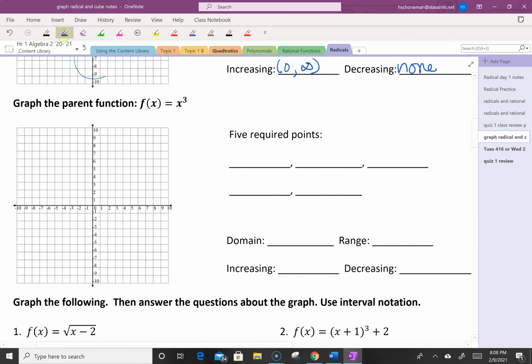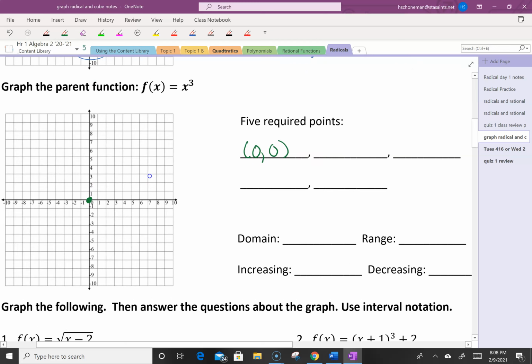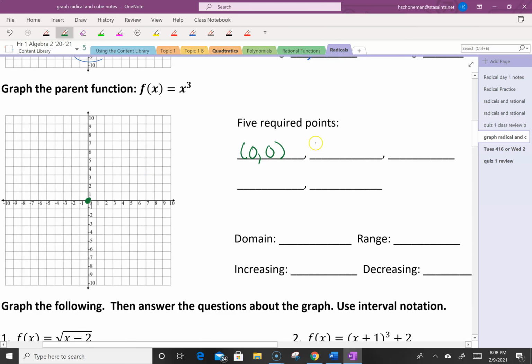All right, let's take a look at the cube. On the cube, I can plug in 0. 0 cubed is 0, so I have this point. I can plug in positive 1. 1 cubed means 1 times 1 times 1, which is 1, so I get 1, 1. But unlike my radical, I can plug in negative points. So if I plug in negative 1 cubed, that is negative 1 times negative 1 times negative 1, and we have an odd number of negatives. I have a negative answer, so I get negative 1.